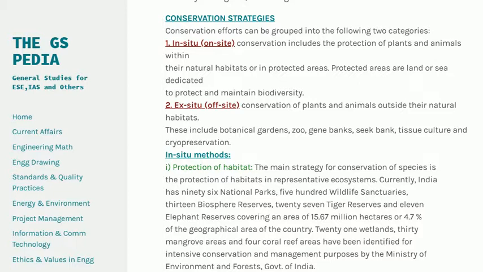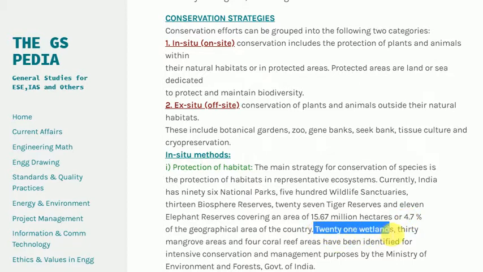In situ methods. By protection of habitat, the main strategy for conservation of species is the protection of habitats in representative ecosystems. Currently, India has 96 national parks, 500 wildlife sanctuaries, 13 biosphere reserves, 27 tiger reserves and 11 elephant reserves covering an area of 15.67 million hectares, or 4.7% of the geographical area of the country.